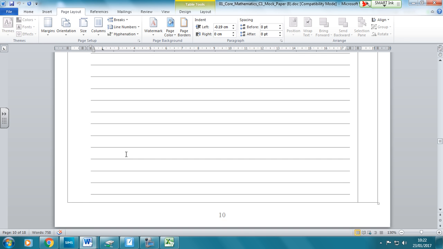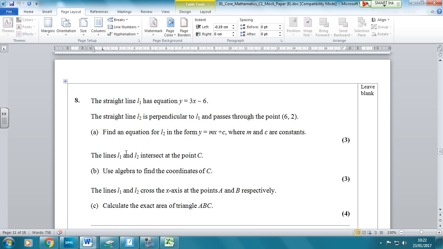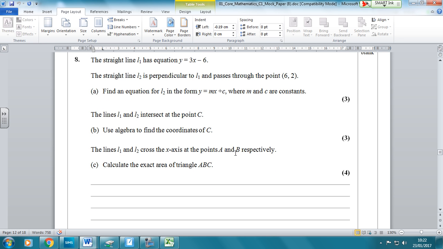Okay, 3 more questions. So the first part of this is quite nice. You're told that L2 is perpendicular to L1. In fact, let's do a little diagram just so that we can see what's going on here. So we've got y equals 3x minus 6. So it goes to minus 6. It's going to go up like that. Well, it shouldn't be a curve, it should be a straight line.